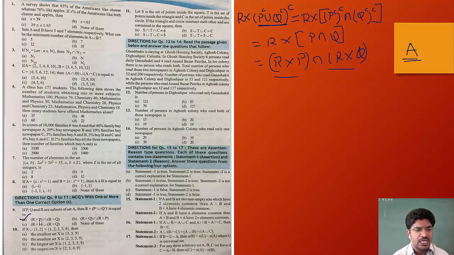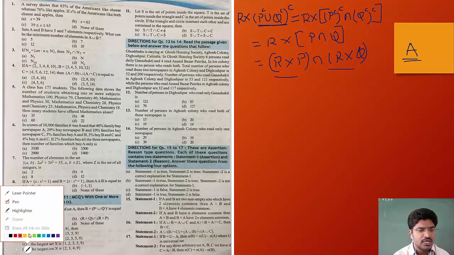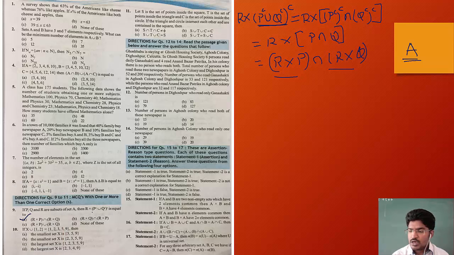So R cross P intersection R cross Q is same as R cross Q intersection R cross P. This is also correct answer. That means option A and option B both are the correct answers, because they are telling that MCQs with one or more options are correct. So, for that reason this will be the correct answer, that is option A and option B. Okay. So, now let us go for question number 10.